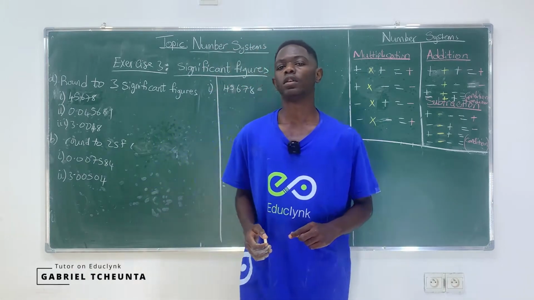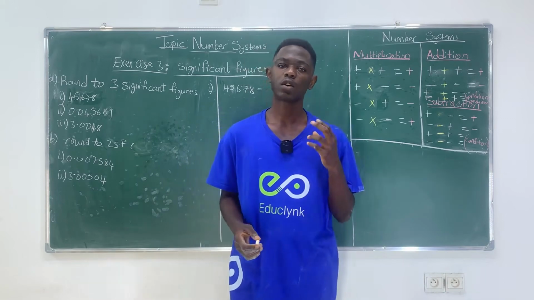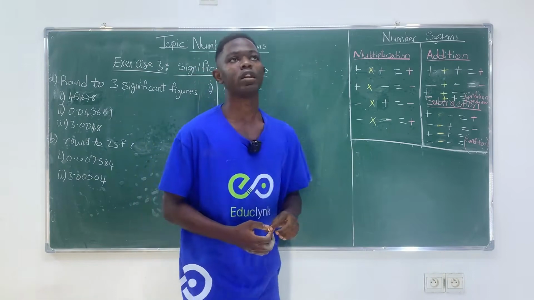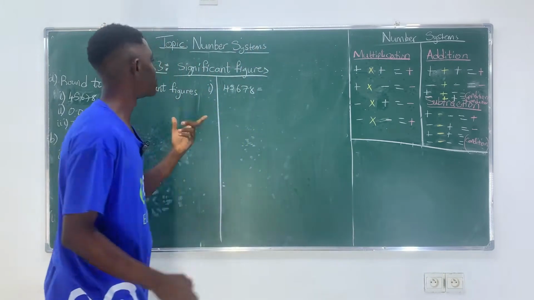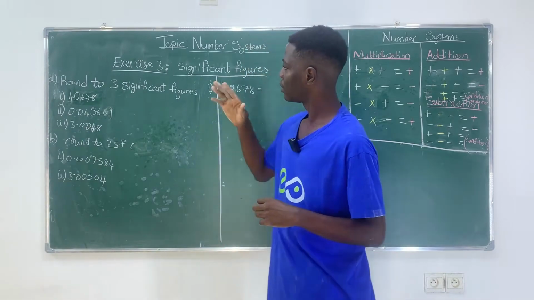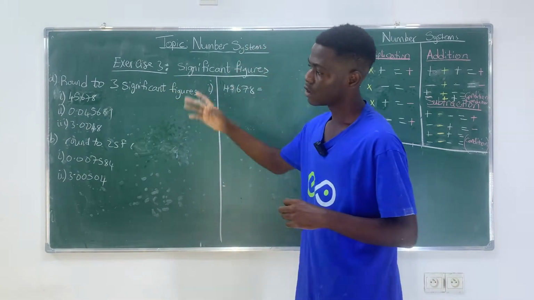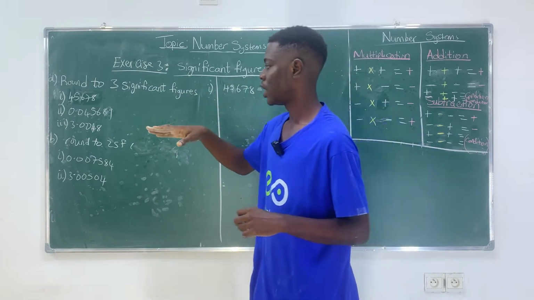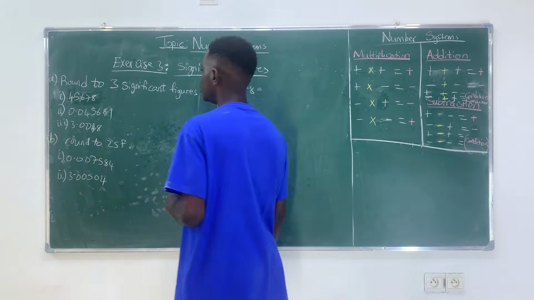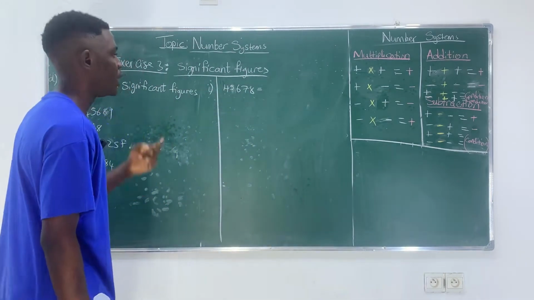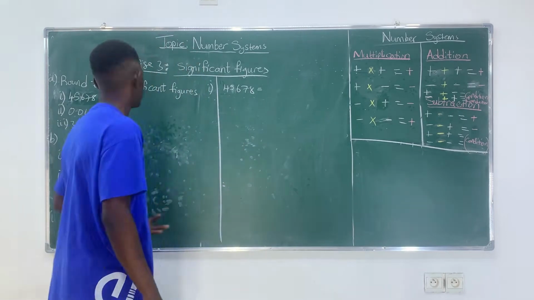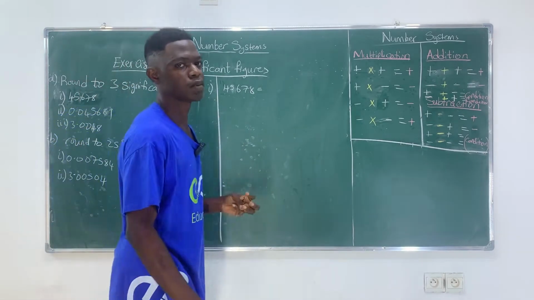So now we are doing the third exercise on the first chapter, which is number systems, and the third subtopic, which is significant figures. The exercise goes: A, round to 3 significant figures, and B, round to 2 significant figures. So let's dive into the first one. We have to round it to 3 significant figures. So how do we go about it?